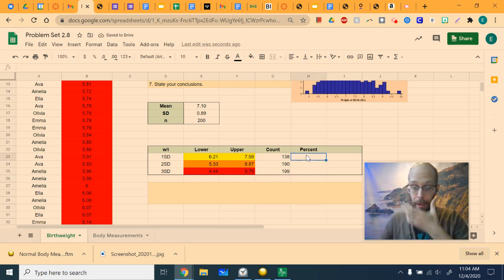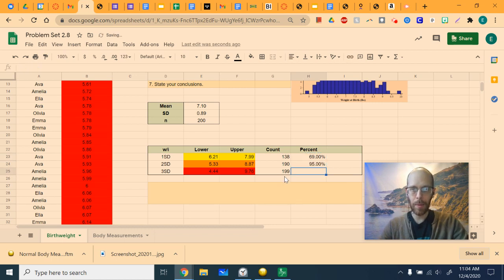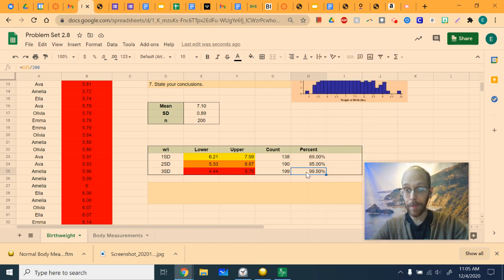The next thing that you want to do is you want to divide these by the count. So 137 divided by the count, 138 gives us 69%. If I just copy that formula, it'll actually paste here and here. So our distribution has 69% within 1 standard deviation, 95% within 2 standard deviations, and 99.5 within 3 standard deviations.